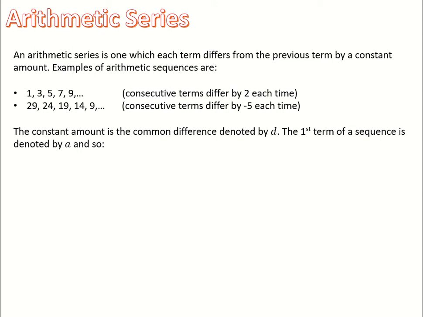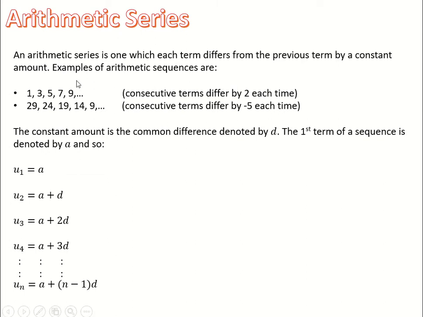We're going to use this idea of an A and a D. The constant amount is the common difference that we call D. The first term of the sequence is denoted by A, so we can develop a formula like this. U1 equals A, in which case U2 equals A plus D. D being the difference between the terms, we get the second term by adding that difference onto the first term. Likewise with the third term, we take the first term and add on 2 of those differences, and so on, until we get to what we're looking for, un, which will be a plus n minus 1, so 1 less than the term number in the series, times d.